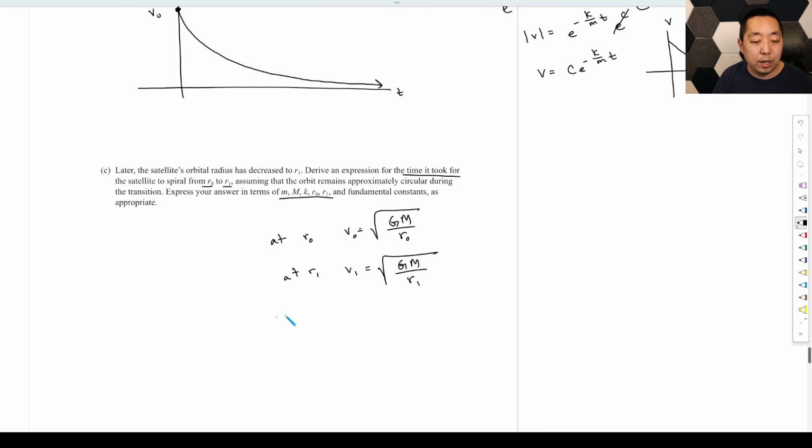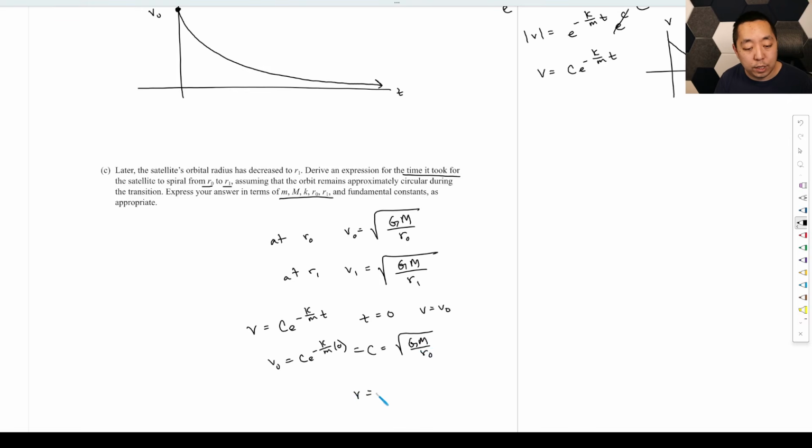So let's look at our general velocity equation, C e to the negative k over m t. So at time, we'll say 0, we're at v equal to v0. So we'll have v0 equals C e to the negative k over m times 0, which is C. And that's going to equal square root of GM over R0. So therefore, our velocity equation is square root of GM over R0, right? Because that's our C, times e to the negative k over m t.